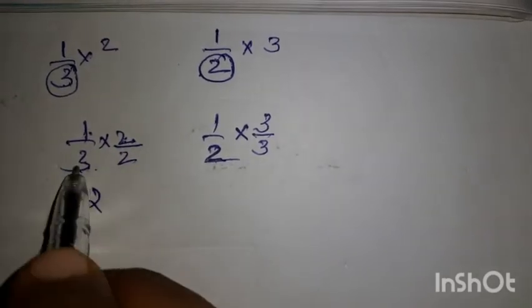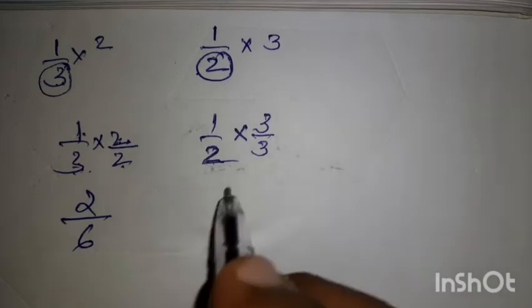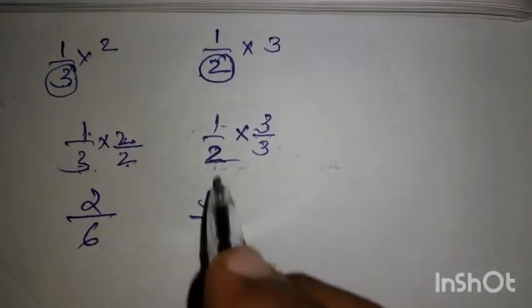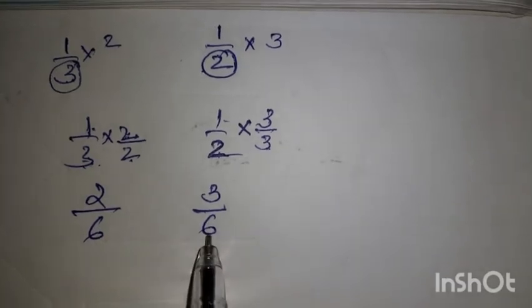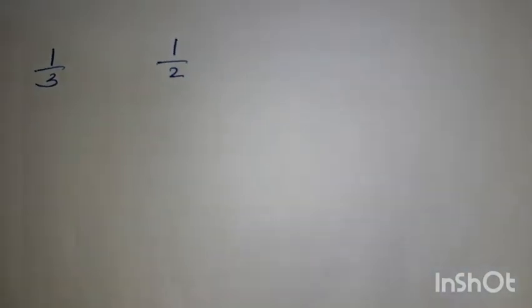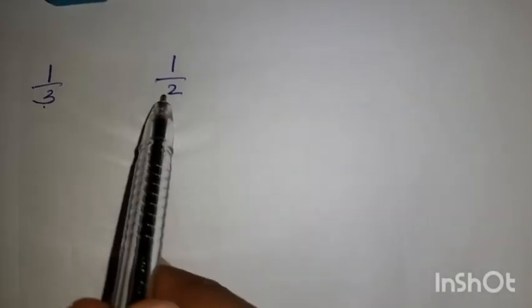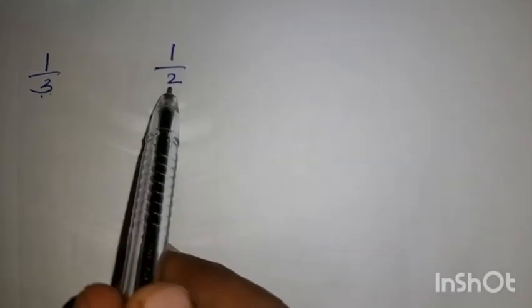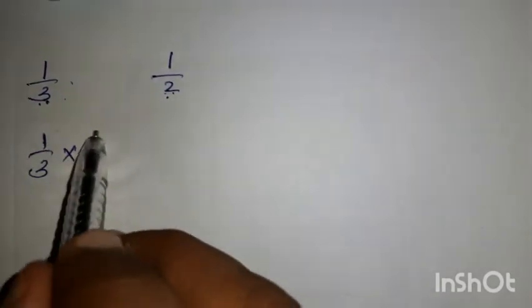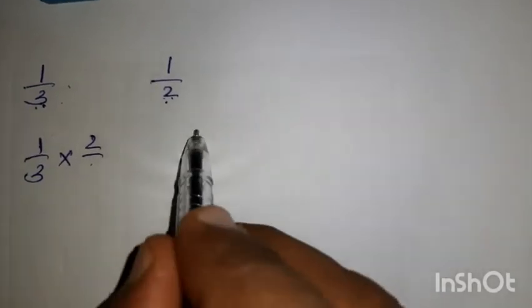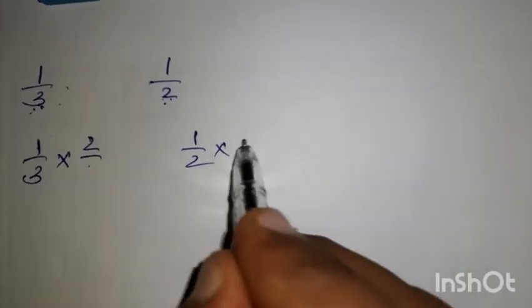1 into 2, 2. 3 into 2, 6. 1 into 3, 3. 2 into 3, 6. So you can see the fractions. The denominator become common now. Shorter having 1 by 3 meters and longer having 1 by 2 meters. First of all, you have to make the denominator common. So 1 by 3 into 2 by 2, we are multiplying with the denominator of this one, and 1 by 2 into 3 by 3, the denominator of this one.